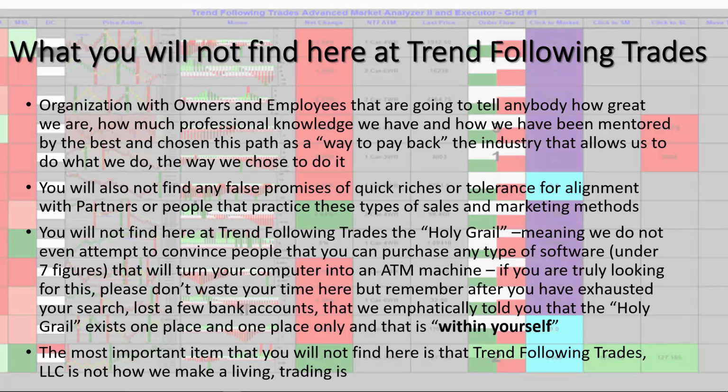And the most important thing is Trend Following Trades is not how we make a living. Trading is how we make a living. Trend Following Trades, again, is an organization, a corporation that we've created to bring to the table how we make a living to other people that are interested in some really unique tools, some trend following tools, some of them falling under rights of patent pending, and are really cool from a sense of how they work and the ease of use, all designed to help increase the chances of profitability for what you are either trying to do, in the middle of doing, or thinking about doing, of which I'm not sure at this point in time.